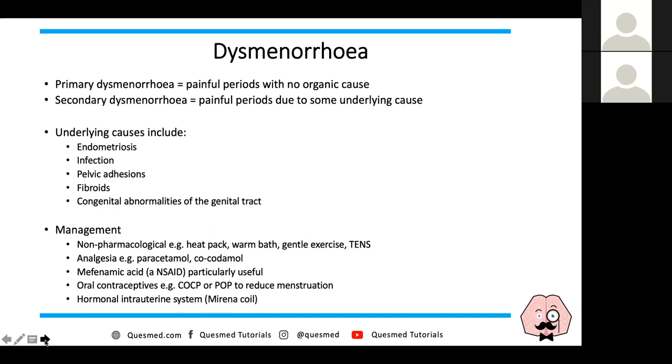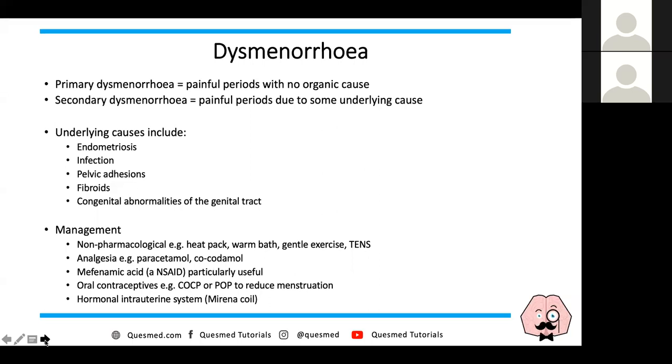Obviously, analgesia, we would start with things like paracetamol, ibuprofen, perhaps co-codamol. But the most useful painkiller is mefenamic acid, which is a non-steroidal anti-inflammatory drug. It is particularly good at treating menstrual pain, so it has better evidence than things like ibuprofen. So for this girl that's already taking paracetamol and ibuprofen, I'd want to think about switching that ibuprofen to mefenamic acid, just because it's got a much better evidence profile at treating period pains.